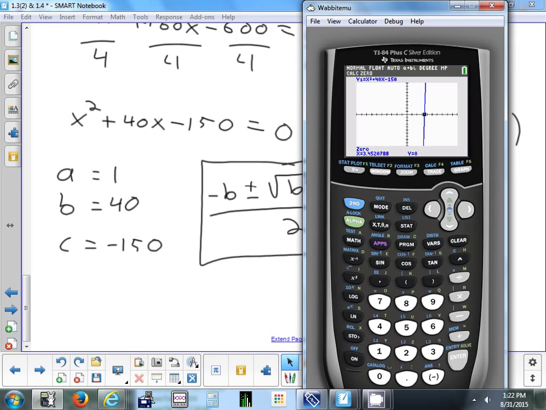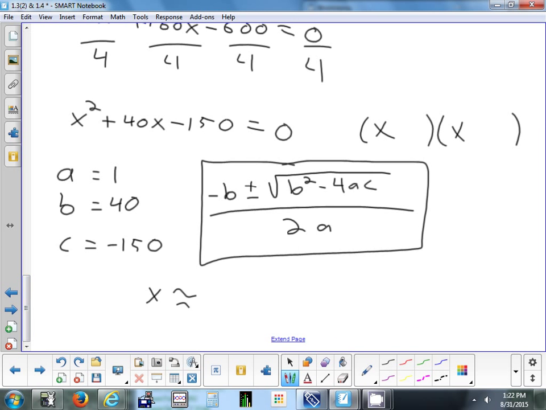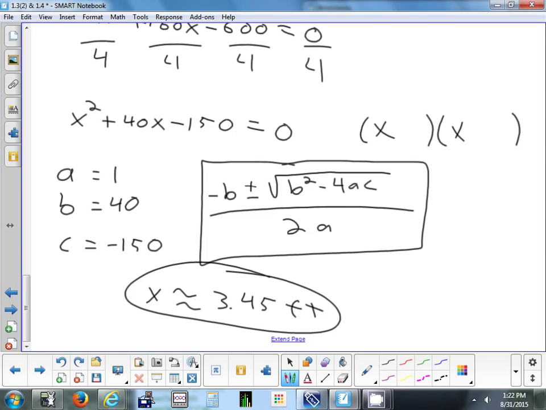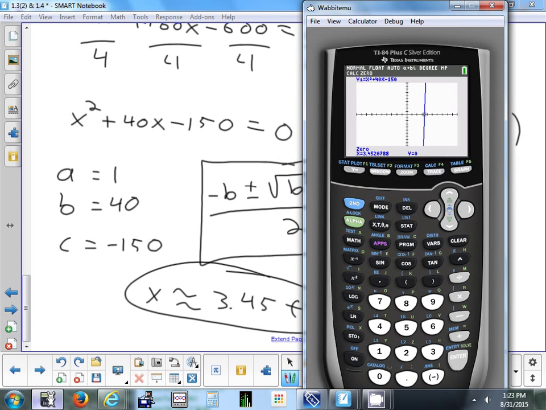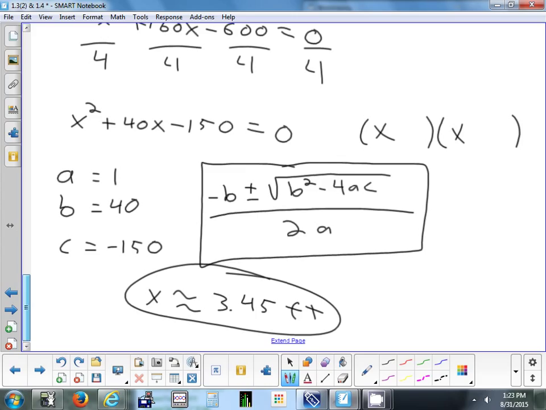Anybody else get that on the calculator? Good. You could have done exactly the same thing with the quadratic formula, except that would have given you the exact answer. This doesn't. So that's kind of the one downside of the calculator. You don't get the exact answer, but if you don't need it, who cares? Is everyone familiar with this symbol? It means about. Remember, x was not an area, so it should not be square feet. It was the width of the sidewalk. Any questions on that?